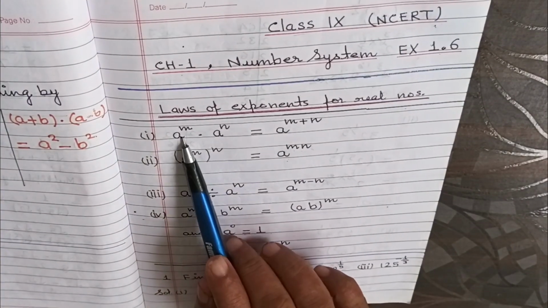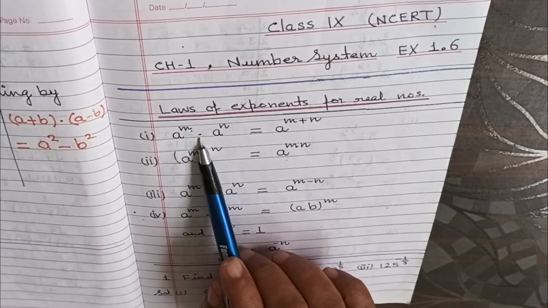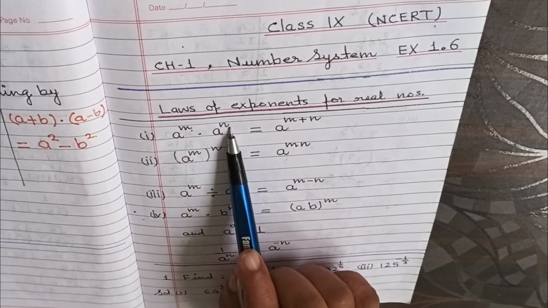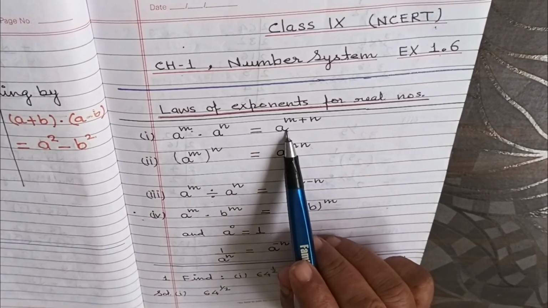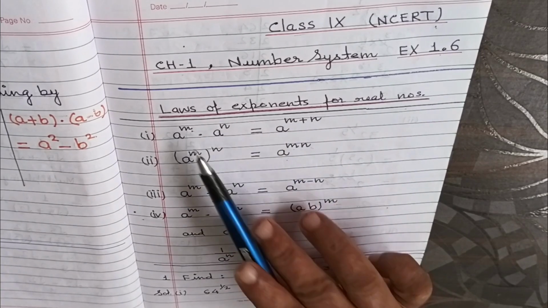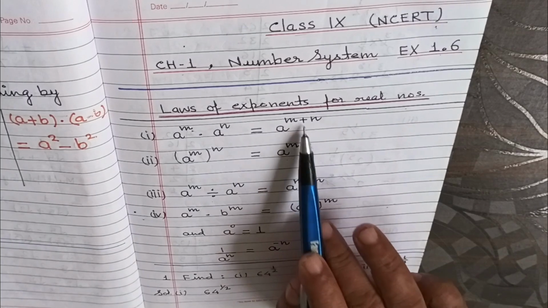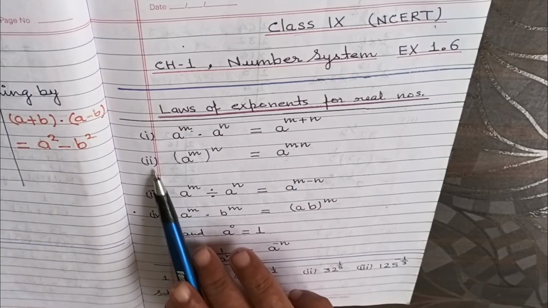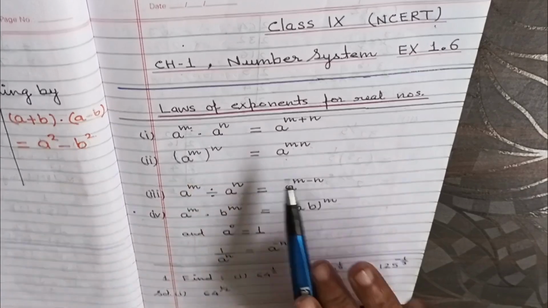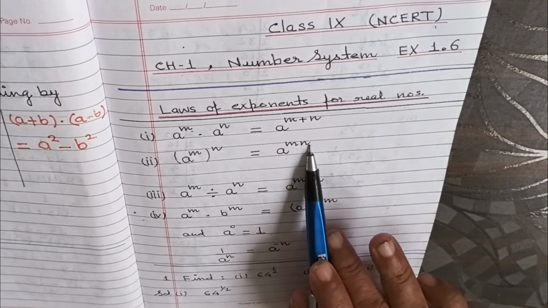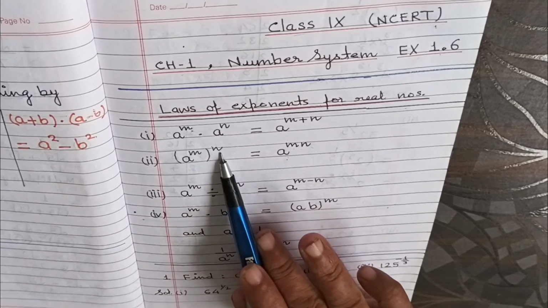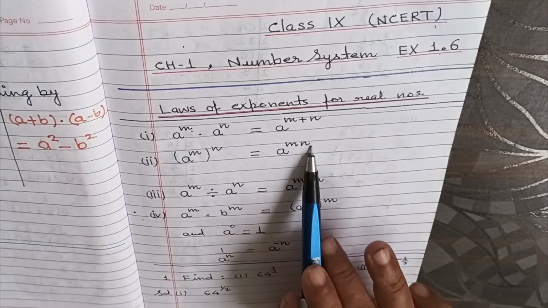First law is a to the power m multiplied by a to the power n. Base is same, power is different. So it is a to the power m plus n. Power is added. Second, a to the power m whole to the power n equals a to the power mn. Power over power is multiplied. M is multiplied to n. A to the power mn.